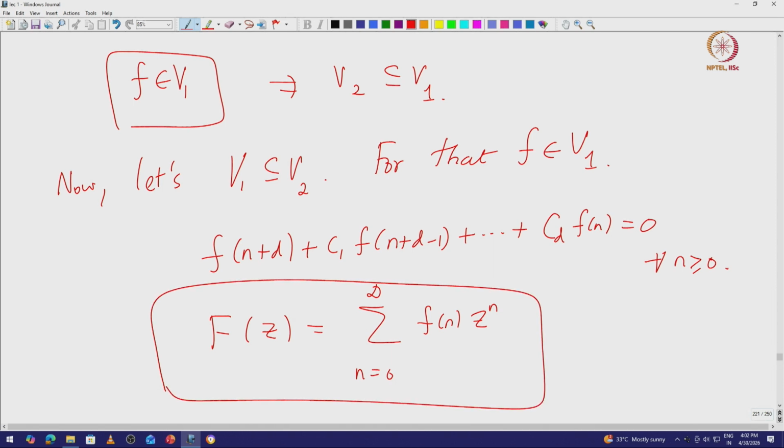So, now what are we going to do? We are going to rewrite the f of n's using this recurrence and then we will sum.